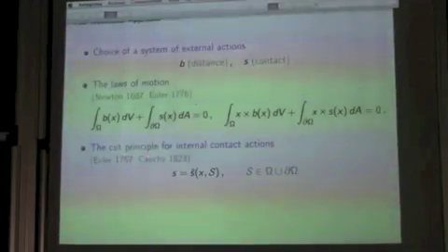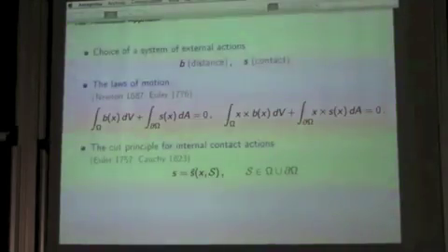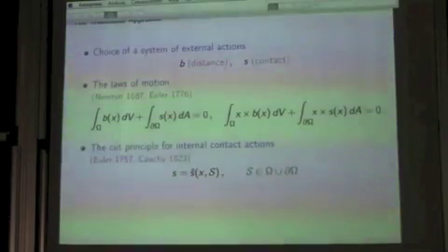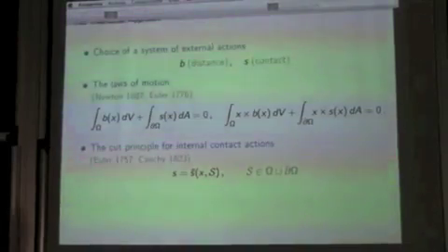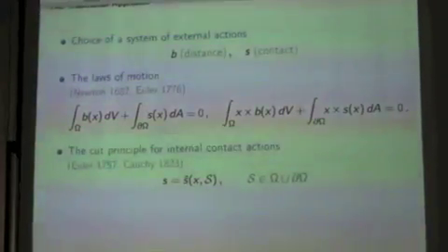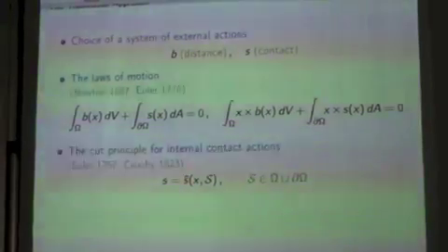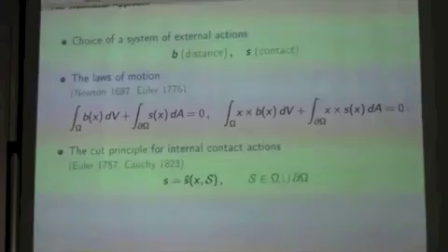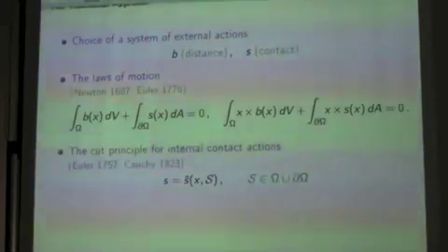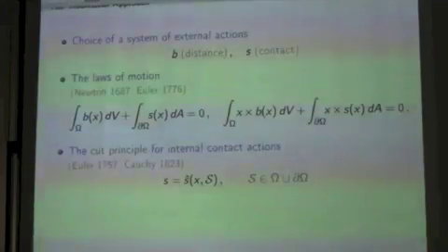Then another thing which is not so much mentioned in the literature, but which is really fundamental, is the so-called cut principle of Euler and Cauchy, which says that what happens to the boundary of a body happens also in the interior. That means you can treat every part of the body as if it were the body itself. And this is not always realistic, but this is one of the bases of classical continuum mechanics.